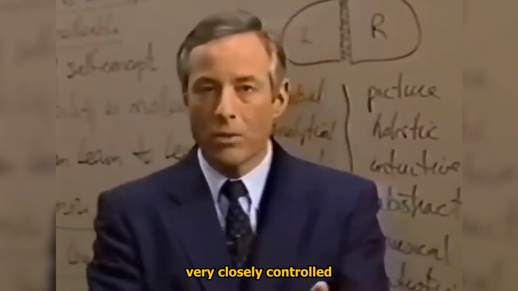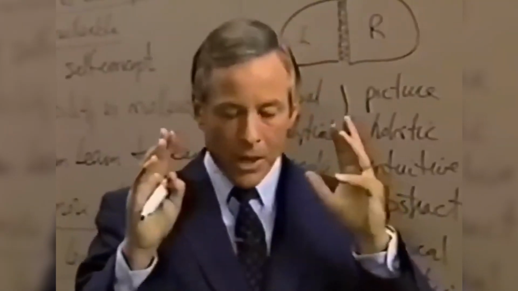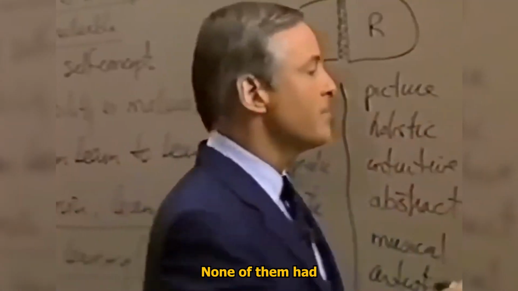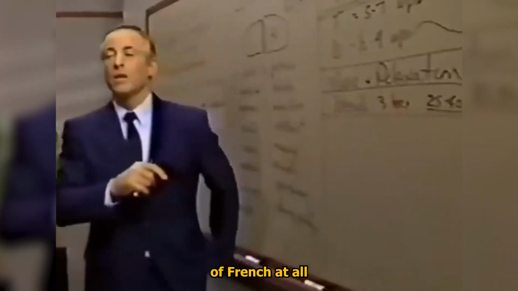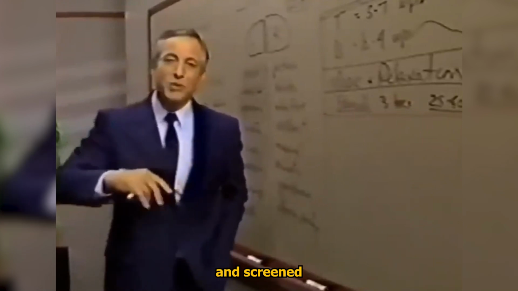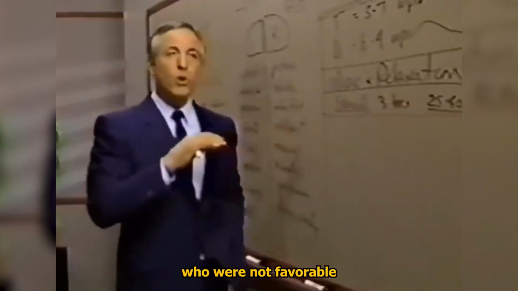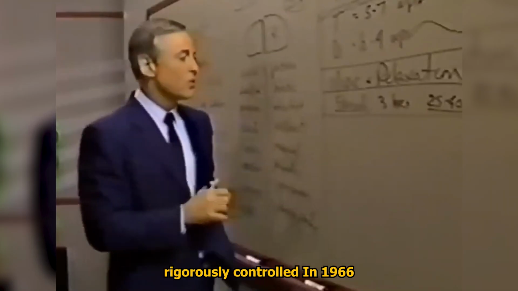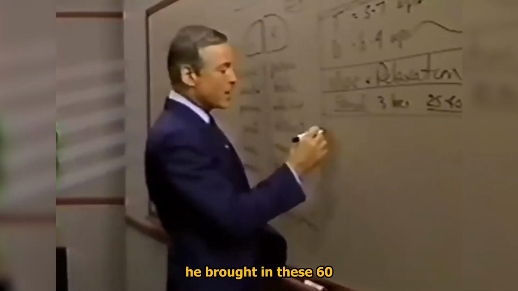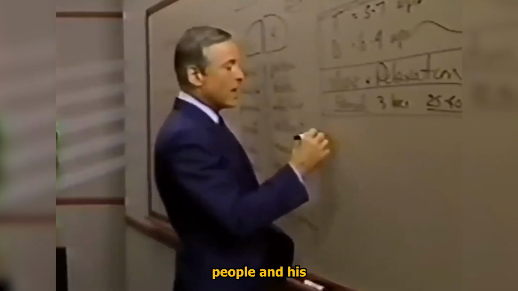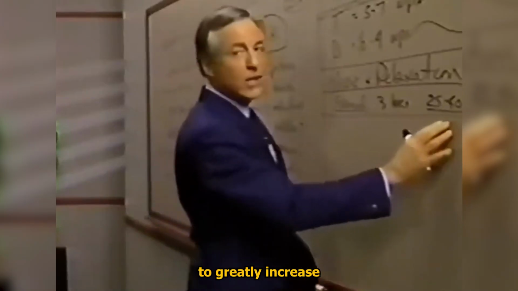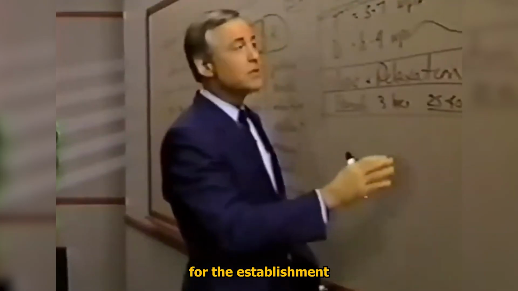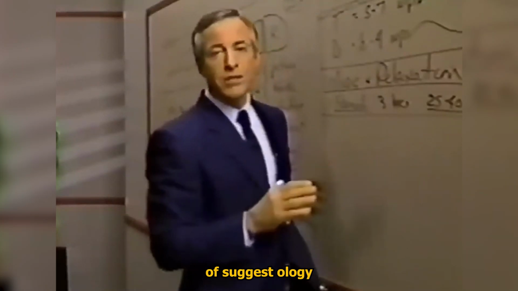Under very closely controlled conditions, he brought in 60 students. These 60 students were drawn from a variety of occupations. None of them had any knowledge of French at all. They were very closely monitored and screened by people who were not favorable toward this experiment. So it was very rigorously controlled. In 1966, he brought in these 60 people, and he felt that he would have to greatly increase the average level of learning in order to get approval for the establishment of his Institute of Suggestology.